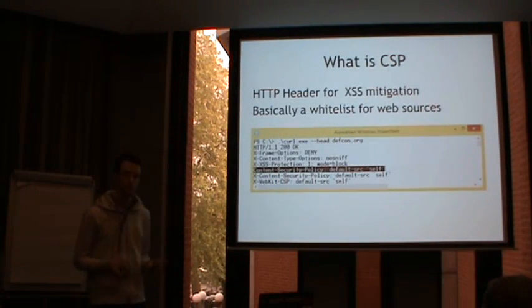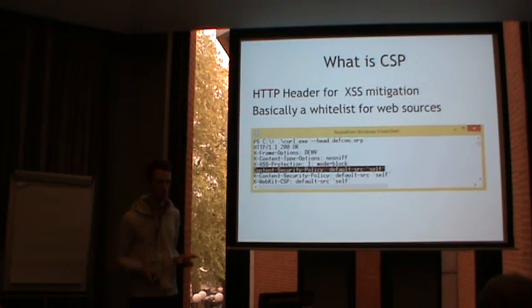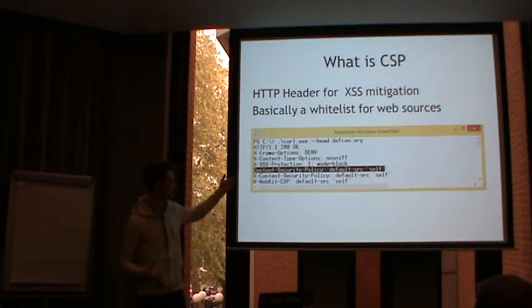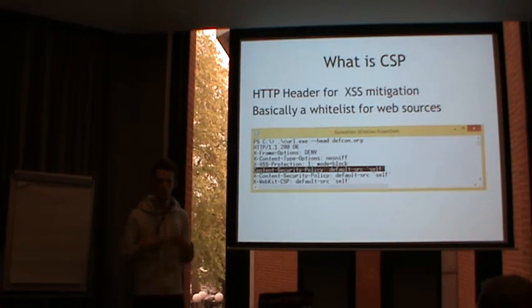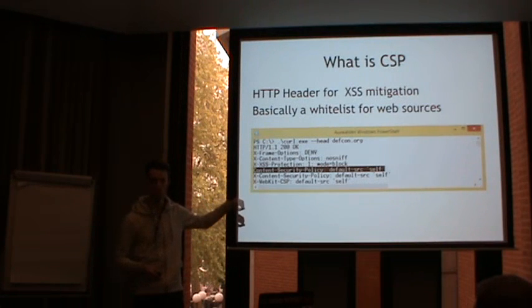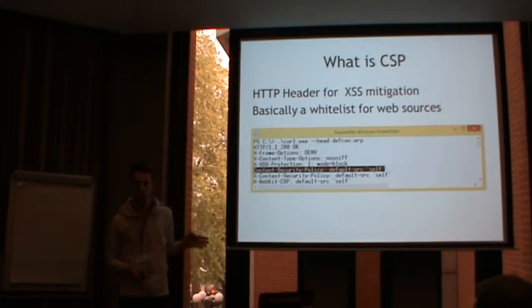Content security policy is basically an HTTP header. So if you request a site, you get a response from the server, and the server sends you an HTTP header. In this example, defcon.org has CSP enabled, with the content security policy default-src 'self', which tells your browser you're allowed to load sources like JavaScript files, style sheets, images, stuff like that, only from our server. They could specify facebook.com or wherever you want, but basically it's a whitelist.